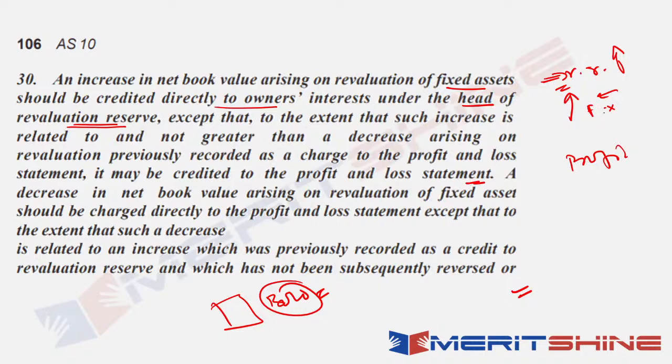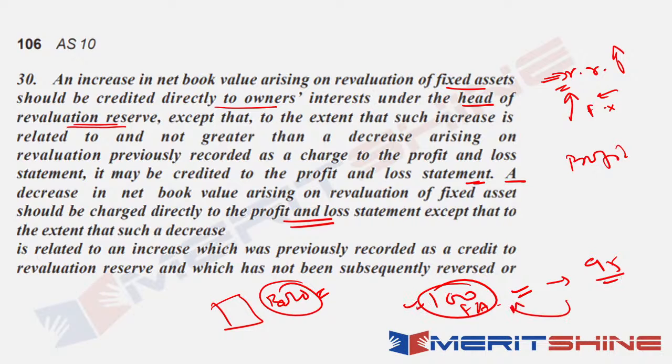You will make sense of what they are saying only when you read the next line. A decrease in net book value arising on revaluation of fixed asset should be charged directly to P&L. So what it is saying is, if it was 100k worth of your fixed asset, and in the next cycle it became 95, what should you have ideally done: revalue your fixed asset to 95, or charge this 5k to P&L? That is what we have to understand here. It is saying if there is a loss, you will charge it to P&L, right?